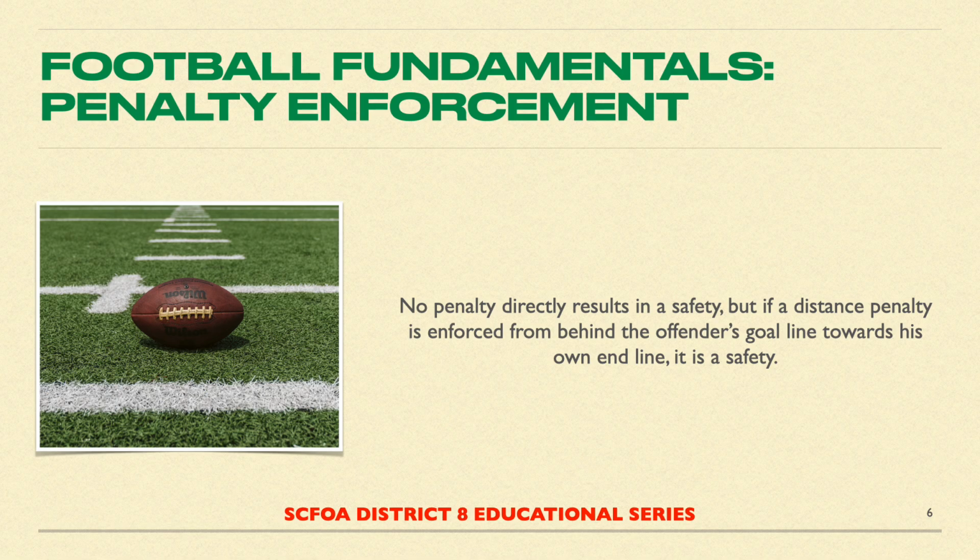Our next penalty enforcement fundamental tells us no penalty directly results in a safety, but if a distance penalty is enforced from behind the offender's goal line toward his own end line, it is a safety. There is no penalty that automatically awards the offended team a safety and gives them 2 points. However, certain penalty enforcement results in a safety because of special enforcement rules.